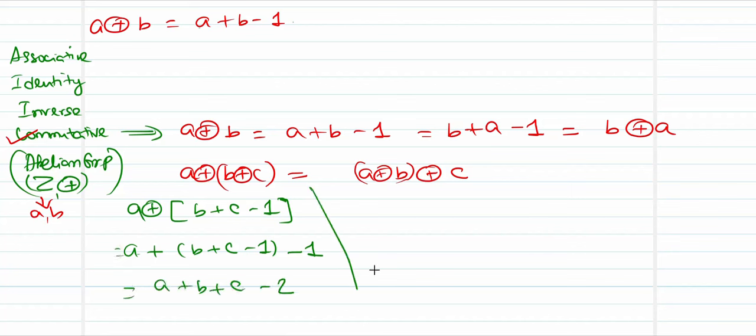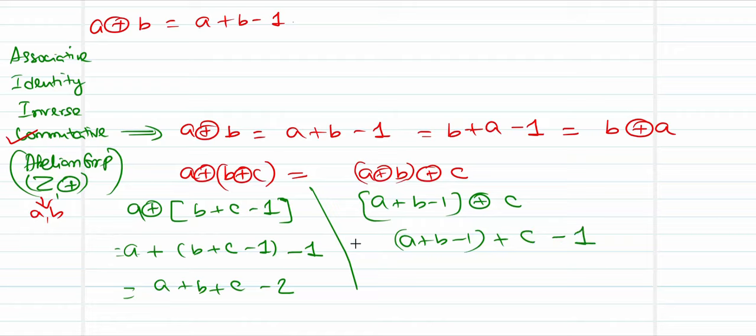Now we will work on the right hand side. a ⊕ b is a + b − 1. So now this is going to be ⊕ with c. So the first element plus the second element minus 1. So it is a + b + c − 2. My LHS and my RHS are going to be the same. So what I have proved is that the associative law is going to be true over here.